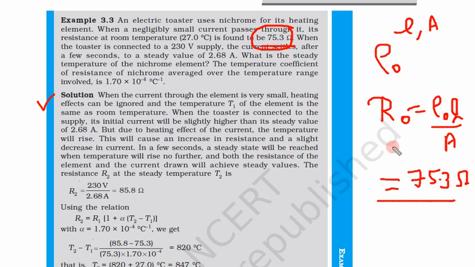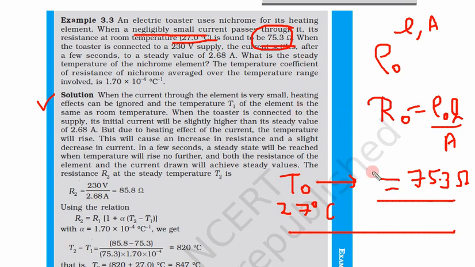This is R naught when there was no current and it was at room temperature. Room temperature means initial temperature T0, or 27 degrees Celsius. At 27 degrees Celsius, when there was negligibly small current or no current, the resistance of the wire was 75.3 ohm. So this is the one case.